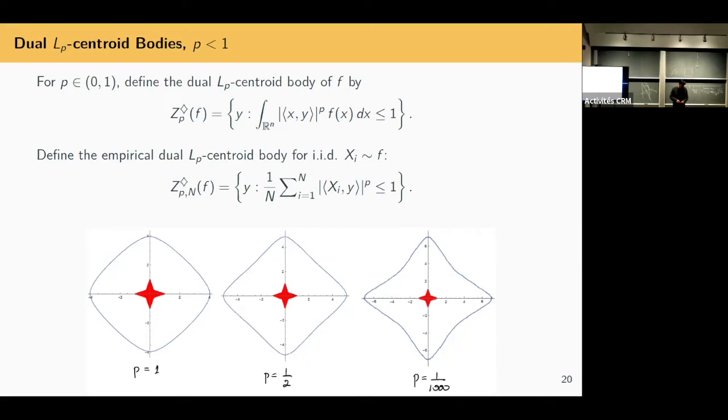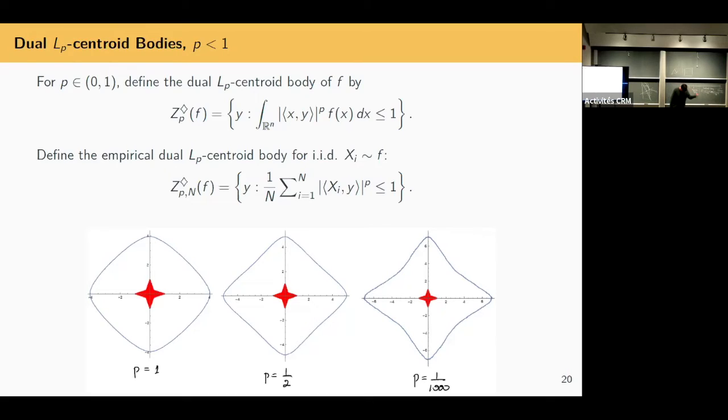So when p is 1, we know the p norm is convex, and the dual centroid body is convex. The K here is a star, right? When p goes below 1, say to a half, you start to see it's not convex, and it gets worse the smaller you take p. So now here's a family of star-shaped objects that follow this family of bodies, and I'm starting to address this range.